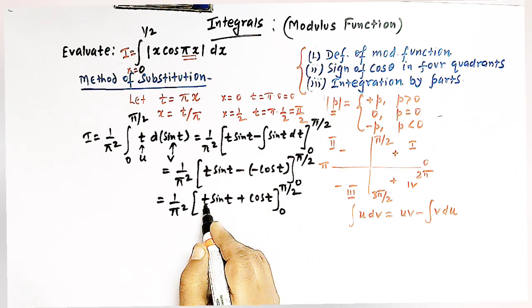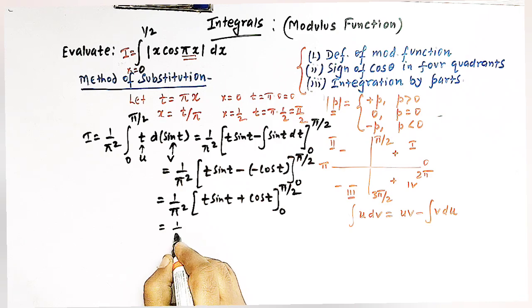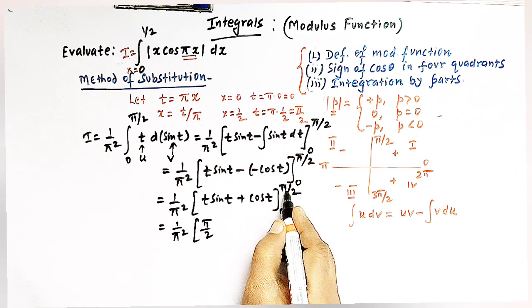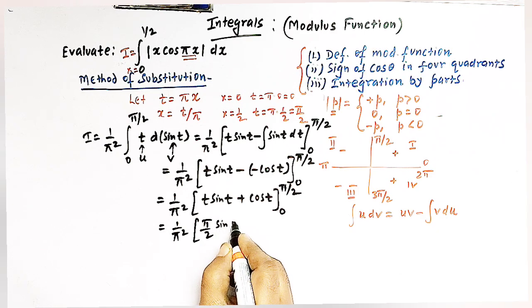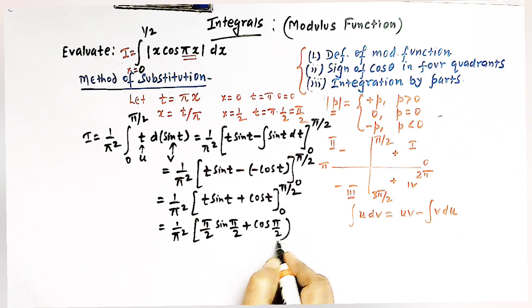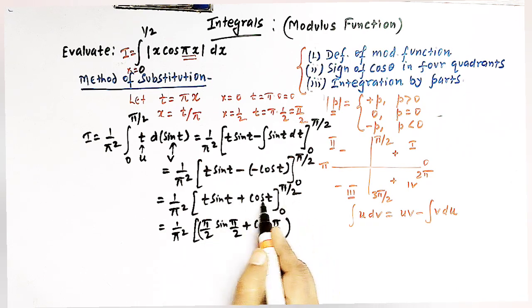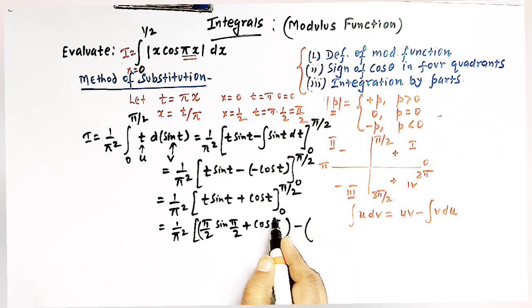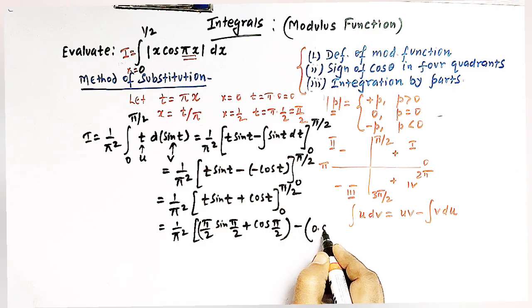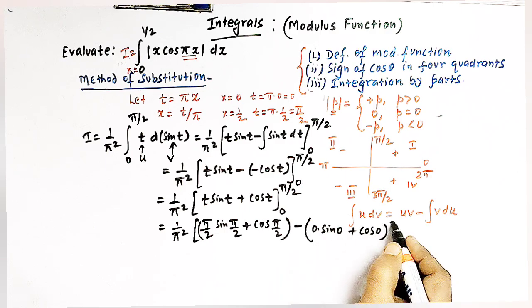So now let us substitute the limits and take the difference. So we have 1 over pi square, and then first we have t equal to pi by 2, so we have sine pi by 2 and cos pi by 2. Then we substitute t equal to 0, so we have 0 times sine 0, and then cos of 0.